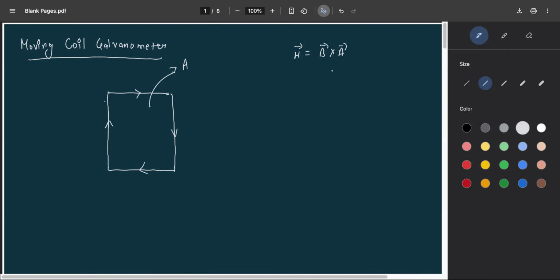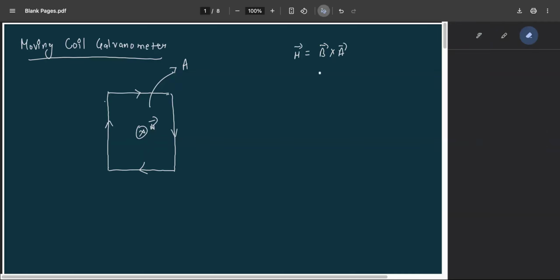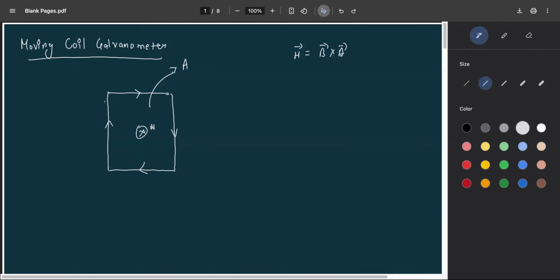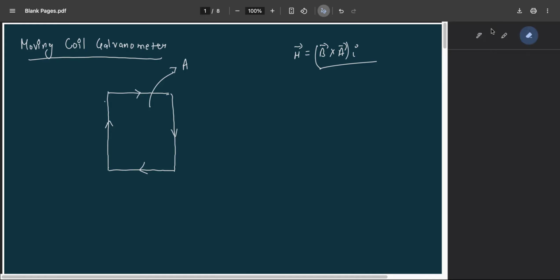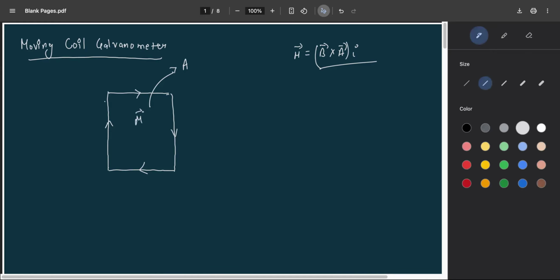So what is the direction of that? Generally, we take the direction of the magnetic dipole moment along the direction of the magnetic field. So here, this is going to be the direction of the magnetic dipole moment in this particular case. For now, that magnetic dipole moment is going inside.